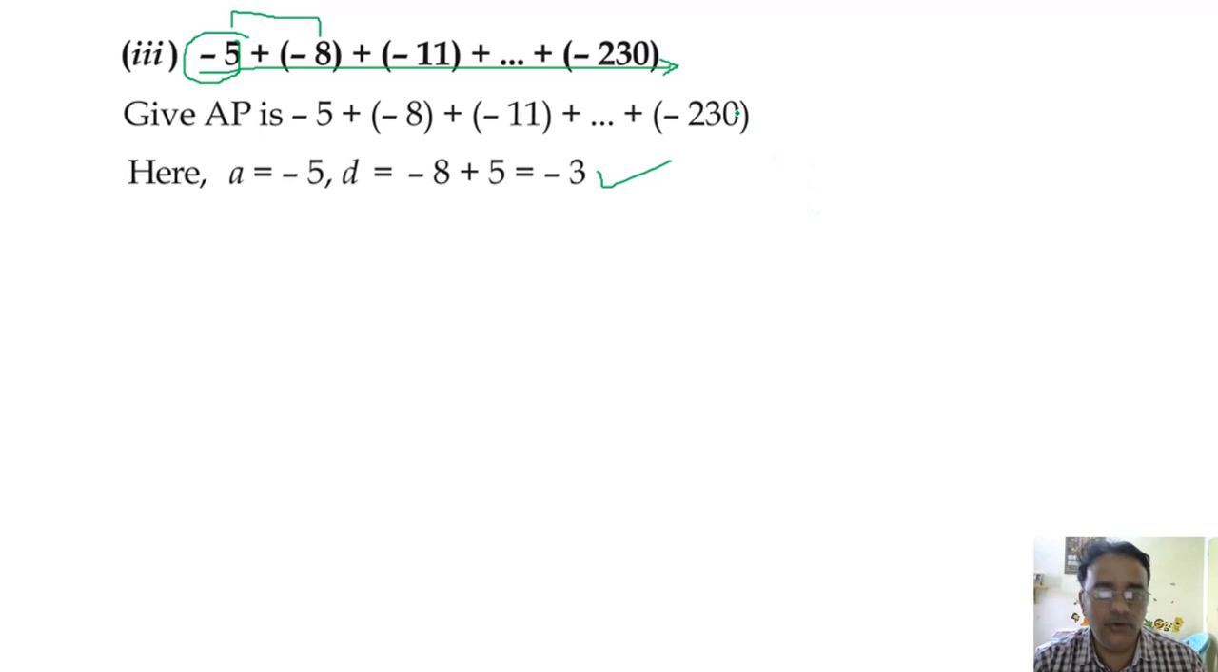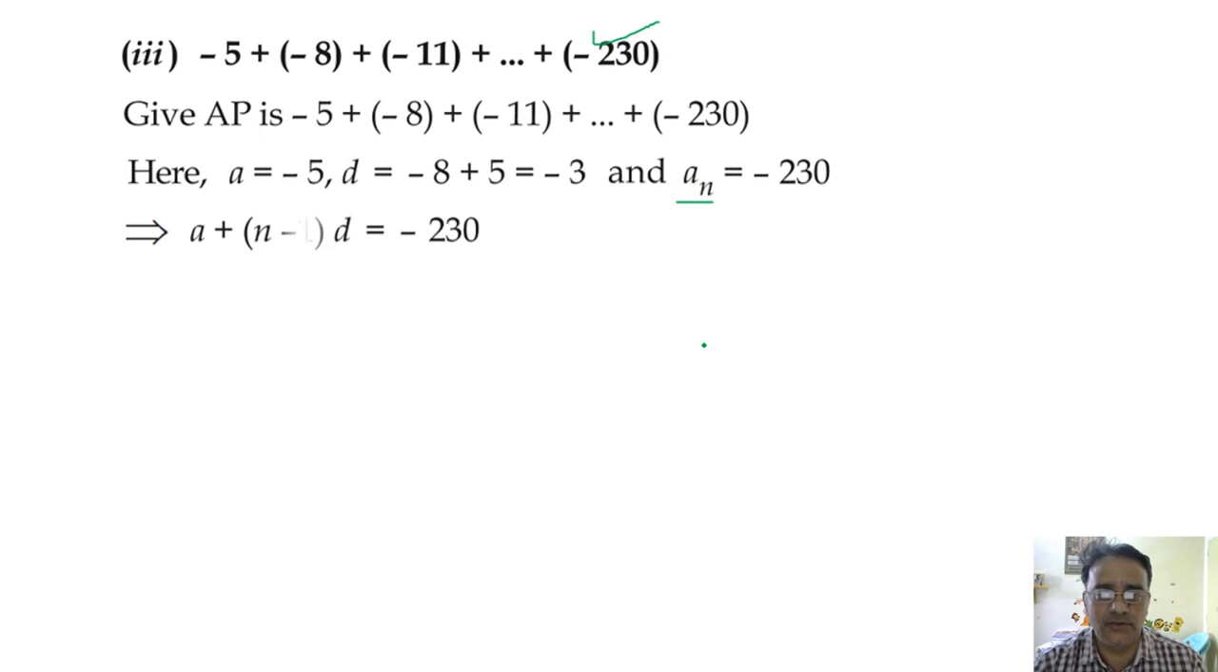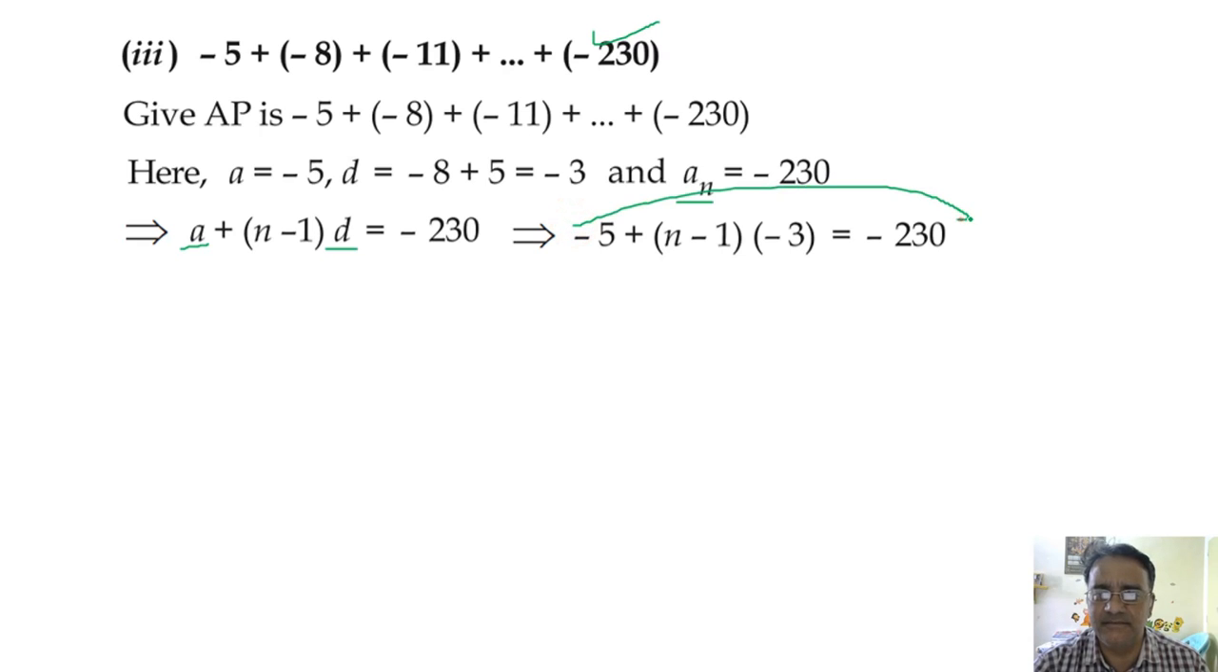Now we don't know minus 230 is which term, or we don't know the number of terms. So let an be equal to minus 230, and we'll write the formula: a plus n minus 1 into d is equal to minus 230. Then we'll substitute the values of a and d. The value of a is minus 5 and the value of d is minus 3. Shift minus 5 to this side, it will become plus 5. Minus 230 plus 5, what will you get? Minus 225.